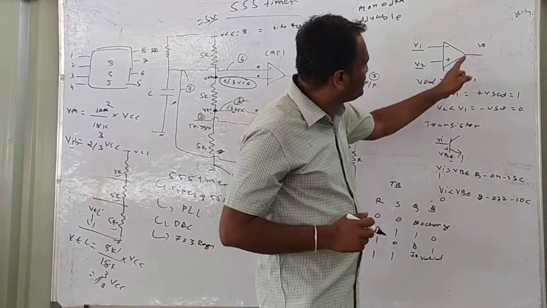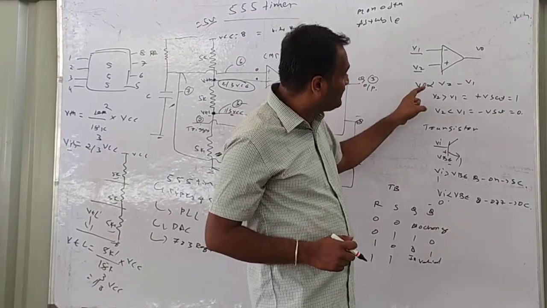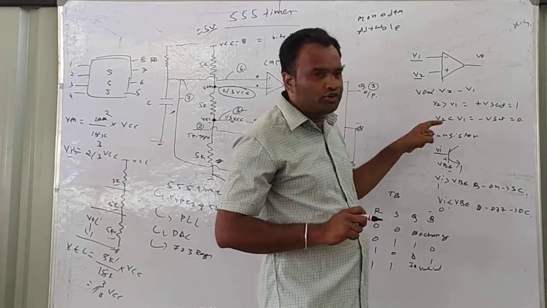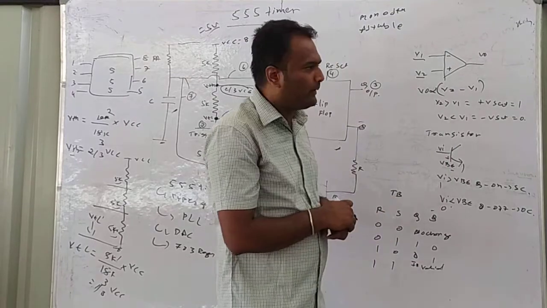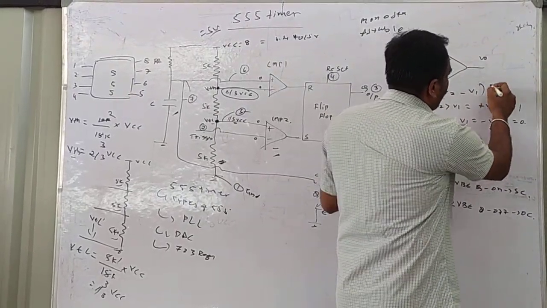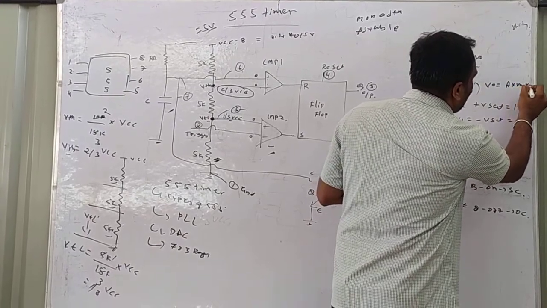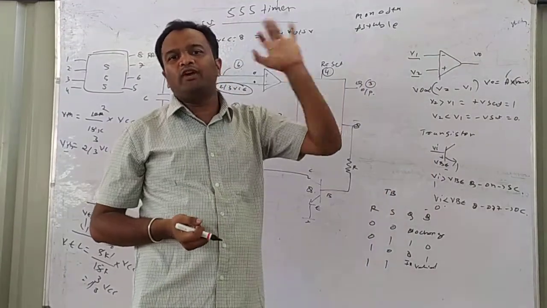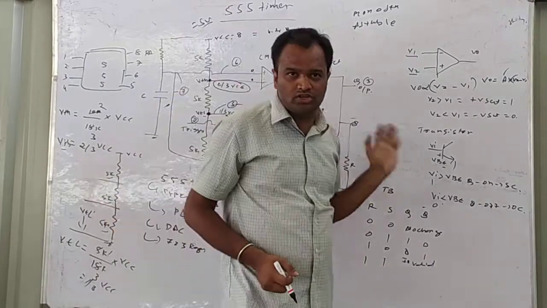That means we are applying two different voltages to the inverting terminal as well as the non-inverting terminal. Basically, you know the definition of an op-amp. An op-amp senses the difference between two input signals. That is, V0 is directly proportional to the difference between two input signals, that is V2 minus V1. If I remove the proportionality, then it is equated with a gain, V0 equals A into V2 minus V1. So this A is nothing but the open loop gain. That open loop gain is very high. Because of that high open loop gain, we are going to get saturation.